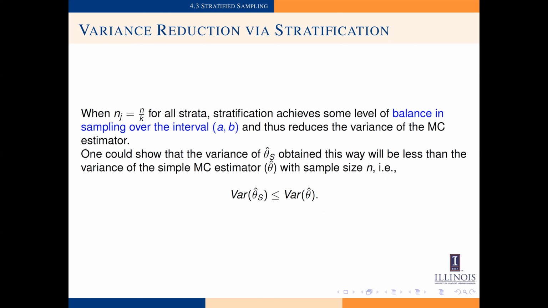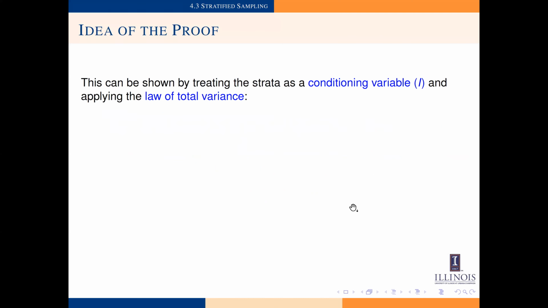So for the simple Monte Carlo estimator, we obtain n draws from the entire interval, whereas for the stratified sampler, we obtain n divided by k draws from each of the k strata. In other words, the variance of theta hat s is less than or equal to the variance of theta hat. I'm not going to provide the explicit proof here, but I'll just provide some ideas.